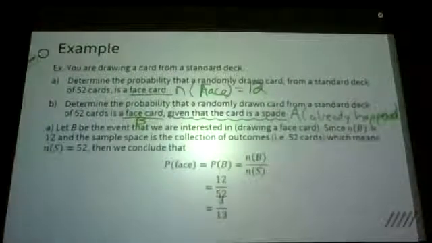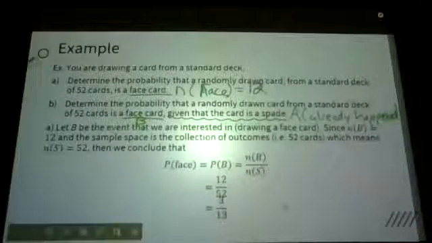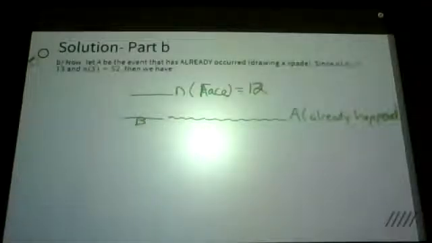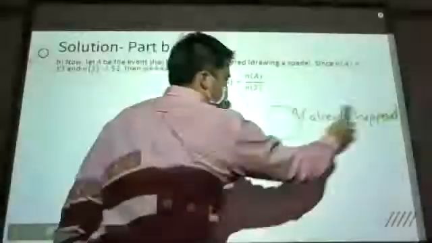Going to go to the next part, guys. All right. So again, just explaining what I already said. What we're going to do is find the probability of getting a face card if I already know I got a spade. So I'm going to find the probability of getting a spade, and this should be pretty easy. What's the probability of getting a spade?